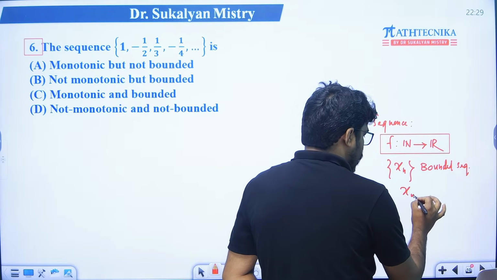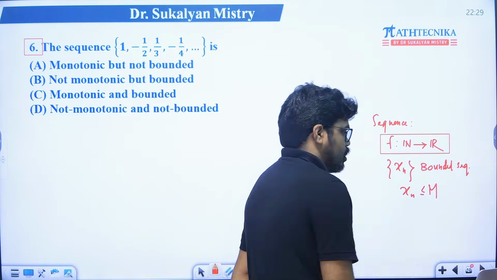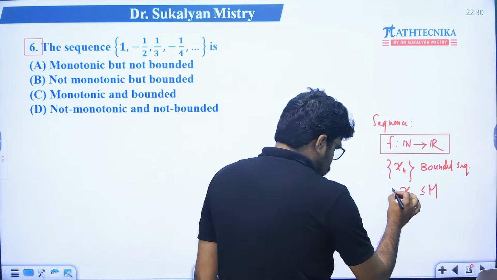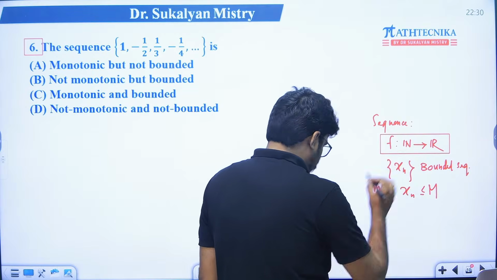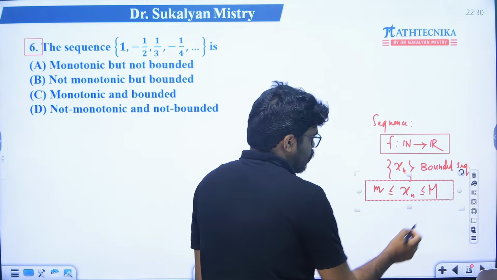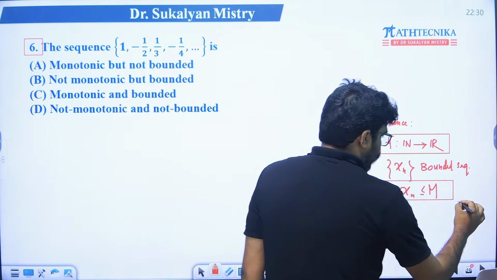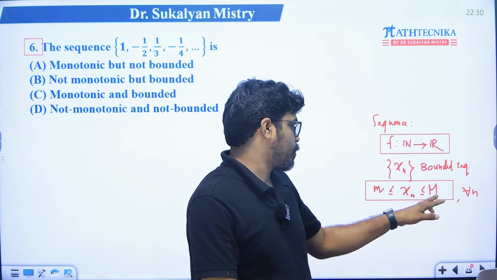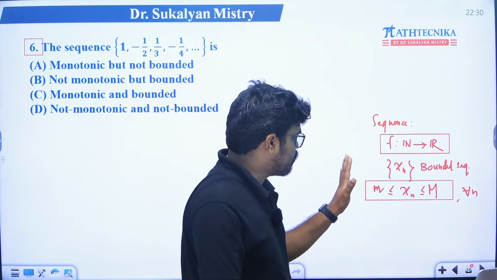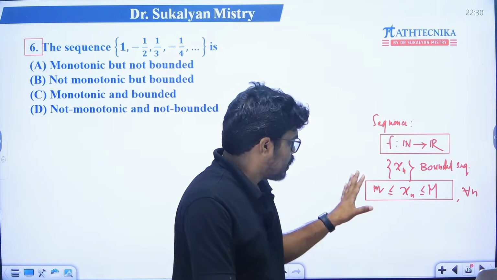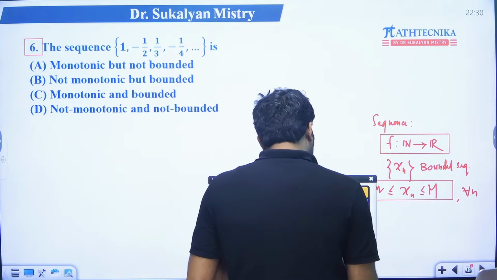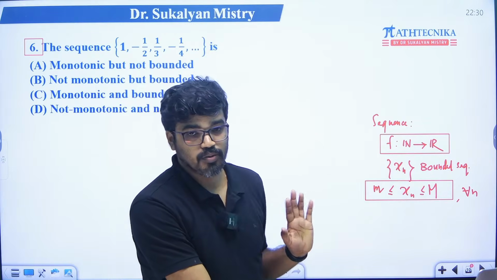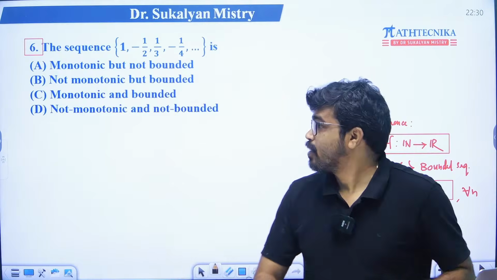That means all the terms of the sequence are less than a real number, that is xn is less than or equal to capital M, this is called the upper bound. And all the terms of the sequence are greater than a real number, that is small m less than or equal to xn less than or equal to capital M for all n. Small m is called the lower bound and capital M is called the upper bound. So this is the definition of a bounded sequence. If it is bounded above as well as bounded below, then it is called a bounded sequence. So, what is the answer?